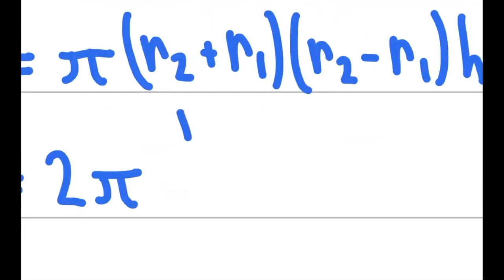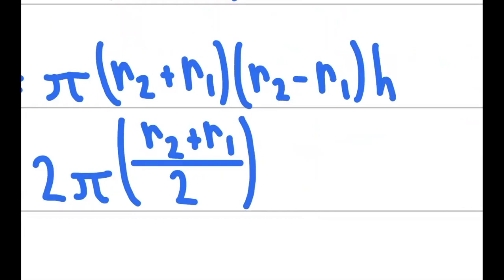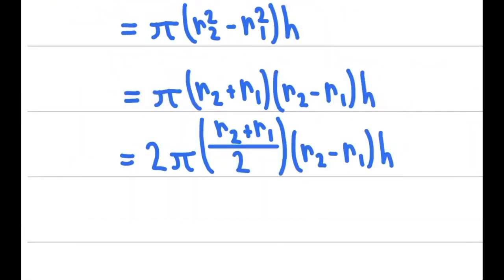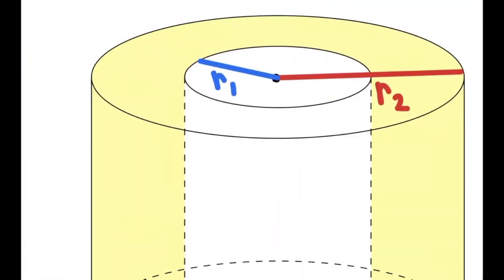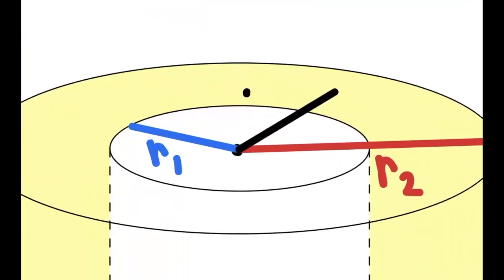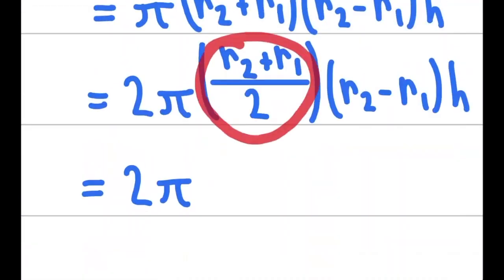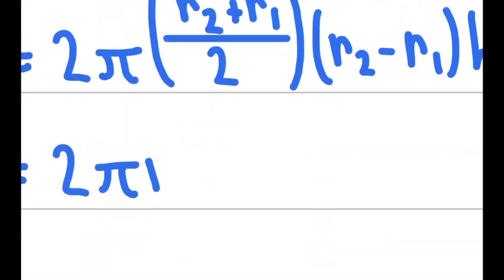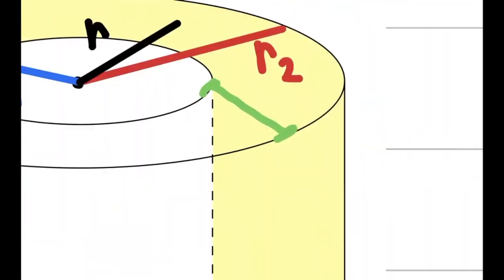Yes, and then I'm going to divide R2 plus R1 by 2. That looks like the average of the two radii. Indeed, R1 plus R2 divided by 2 is just the average of the two radii. So it's the average radius of this shell. So that's this right here. The average radius would be like the middle right there. We'll call that R. So this becomes 2 pi, and again, this right here is the average radius, so that's just R. And this right here, R2 minus R1, that's delta R.